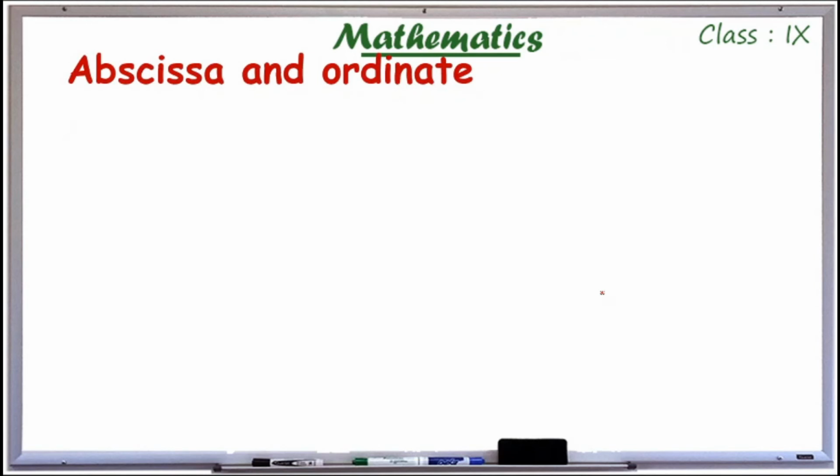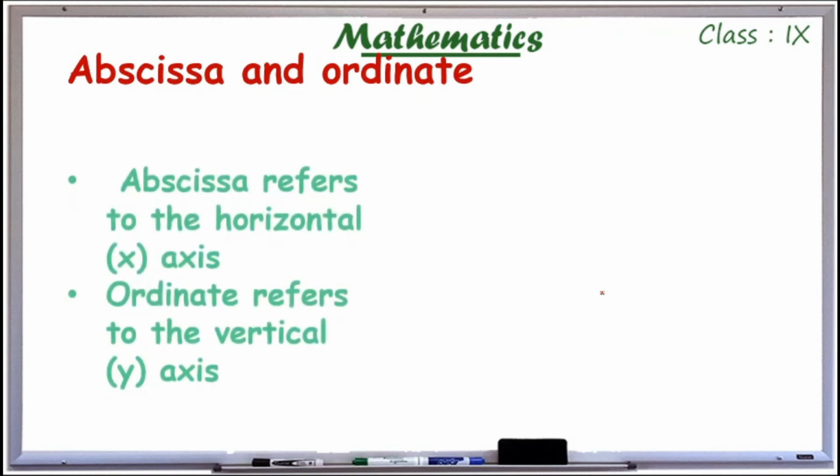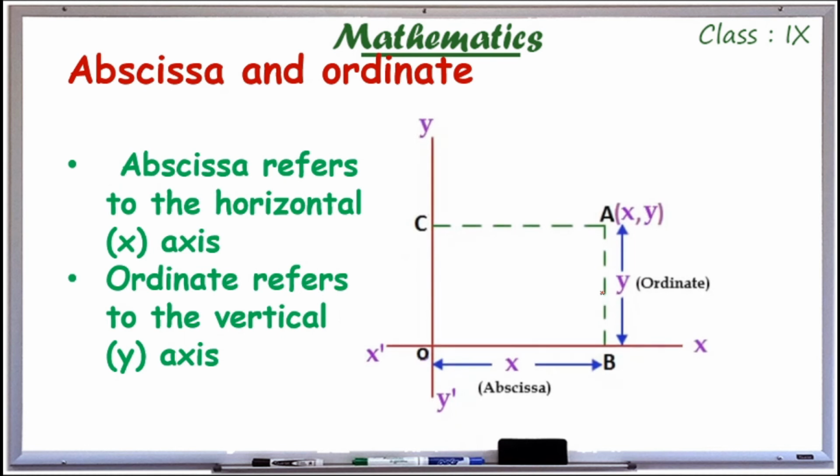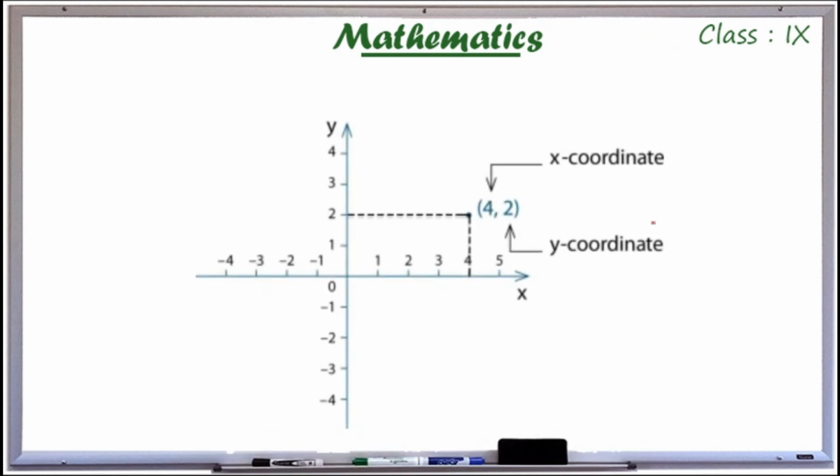So we have already learned about abscissa and ordinate. Abscissa refers to the horizontal line, which is x-axis, and ordinate refers to the vertical line, which is y-axis. This is x-axis, this is y-axis. Abscissa means the value of x and ordinate means the value of y. So a point is represented as x coordinate comma y coordinate. X coordinate is the value obtained from x-axis and y value is obtained from y-axis.